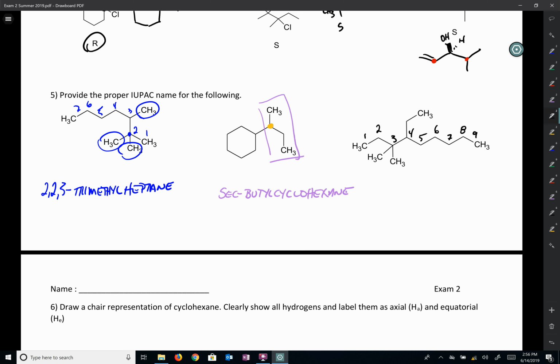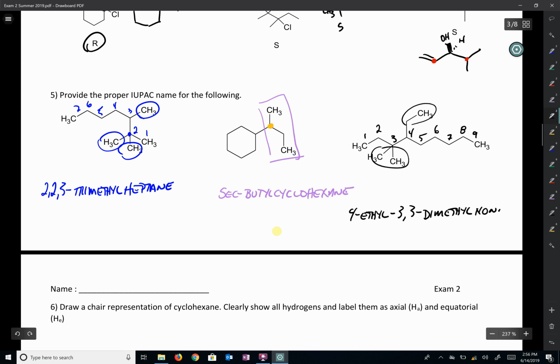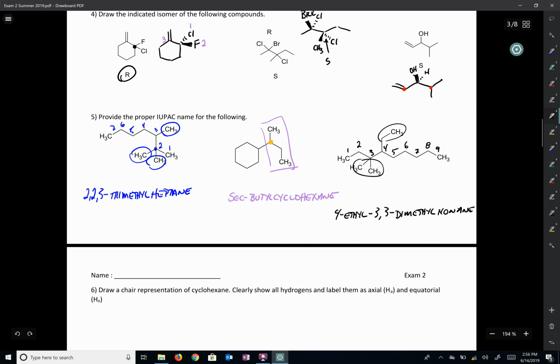Longest continuous chain. So now we have an ethyl versus our methyls. Don't forget we want to put things alphabetically here. So 4-ethyl-3,3-dimethyl, and this is a nonane. Okay. There it is.